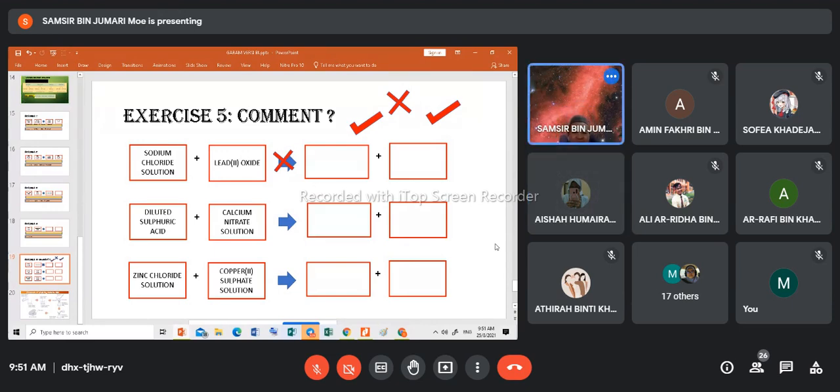Boleh? Kenapa? Cuba. Apa dulu bahan-bahan yang mungkin terbentuk dulu? Cuba dulu. Apa dulu bahan-bahan yang mungkin terbentuk?